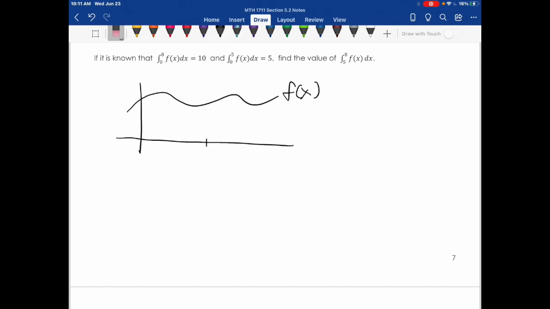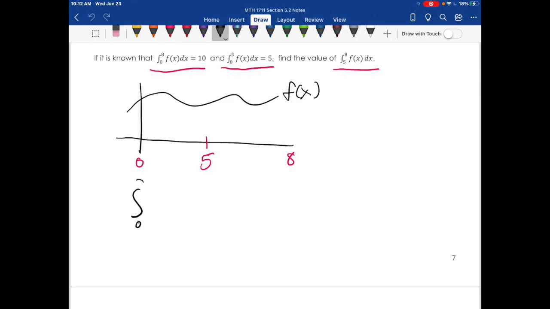So in this question, we have a function f of x, and we're looking at the interval from 0 to 8. But there's a break in this interval. There's a 5 in between. We are given the area under the curve from 0 to 8, the entire interval. And then we're also given the area under the curve from 0 to 5. And we're asked to find the integral from 5 to 8.